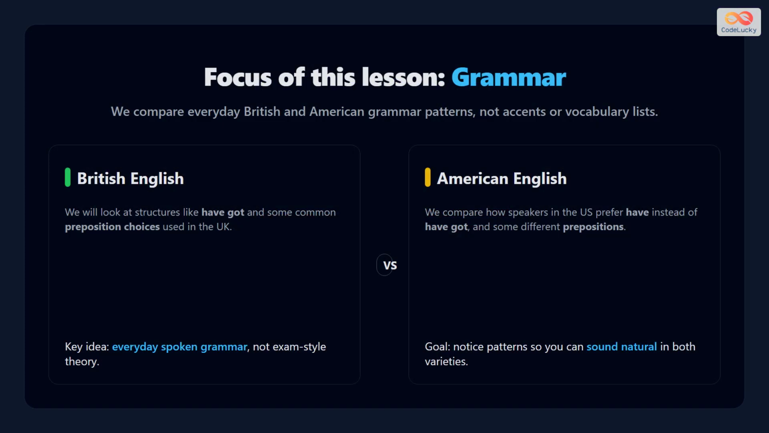This lesson focuses specifically on grammar patterns, not accents or vocabulary lists. We will examine everyday spoken grammar used in both varieties of English. On the left, we have British English, where we'll look at structures like have got and common preposition choices used in the UK. On the right, we have American English, where speakers prefer have instead of have got and use different prepositions. Our goal is to help you notice these patterns so you can sound natural in both varieties.